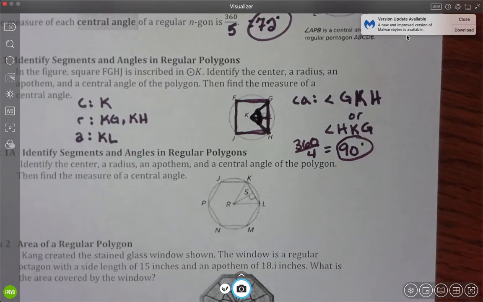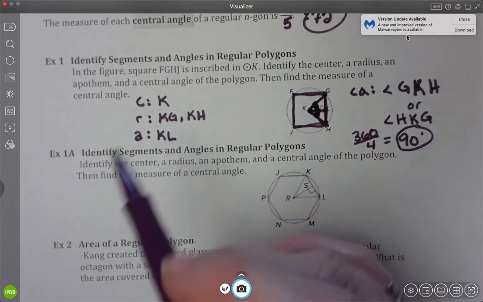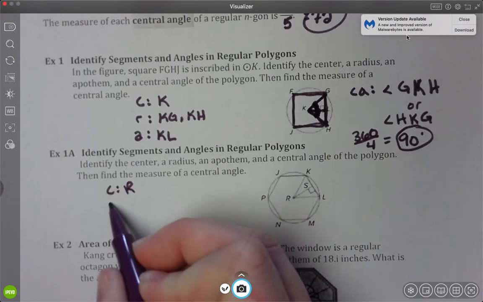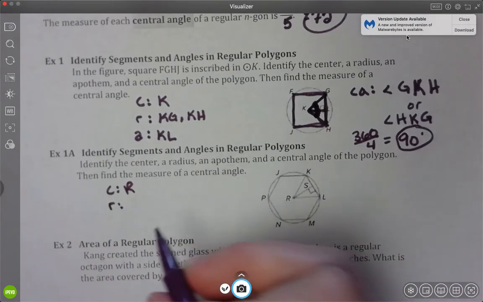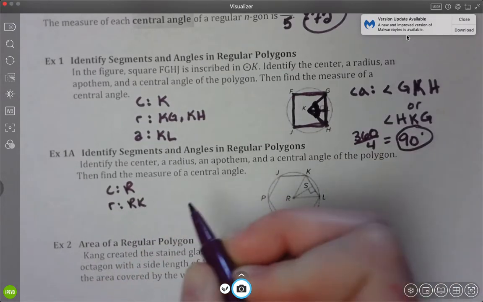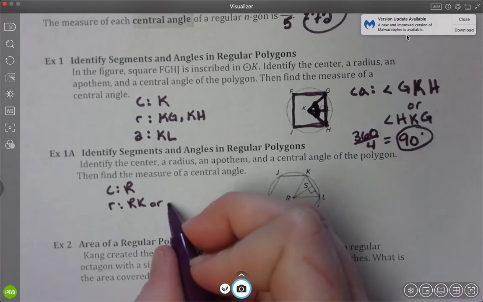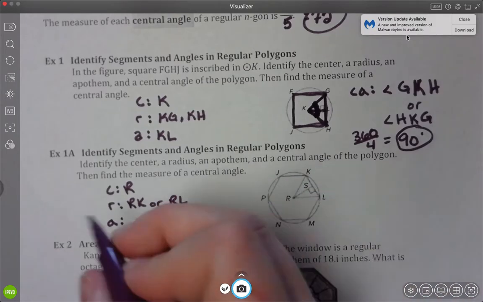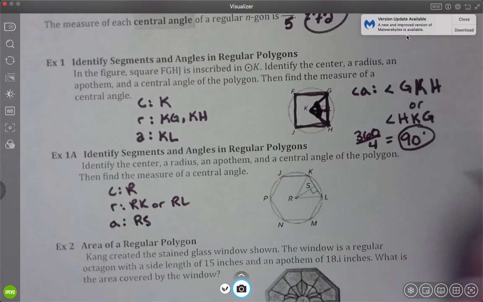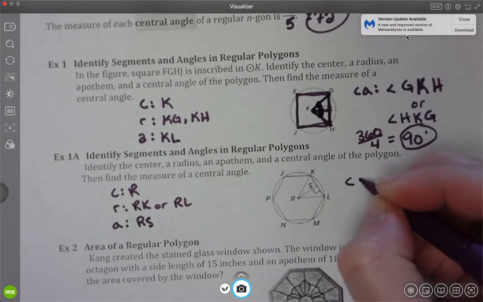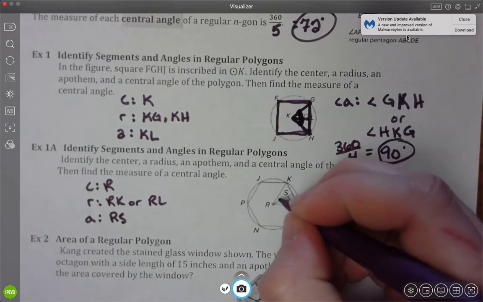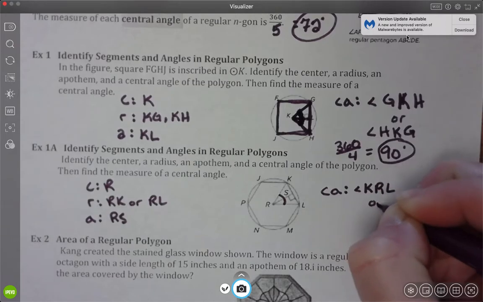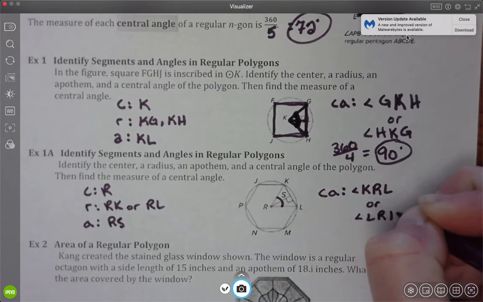We'll go through this one just a little bit faster. It's the same type of thing. The center of the circle is R. The radius is RK or RL, and the apothem is RS. RS is one of the apothems. For a central angle, I'll do that over here. This angle right here is angle KRL or angle LRK. We always want to put the R in the middle.